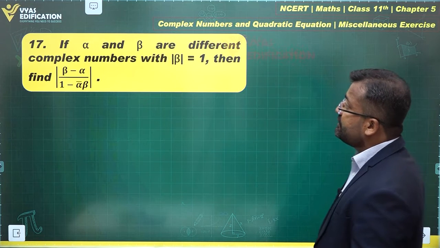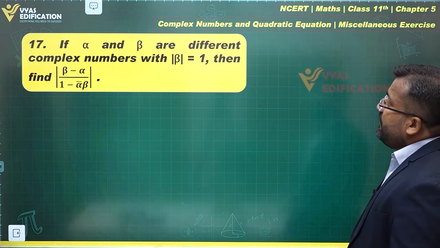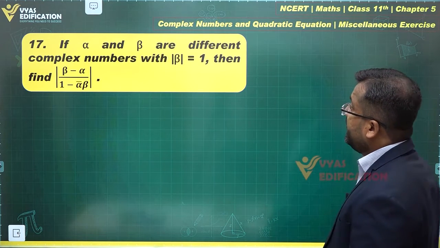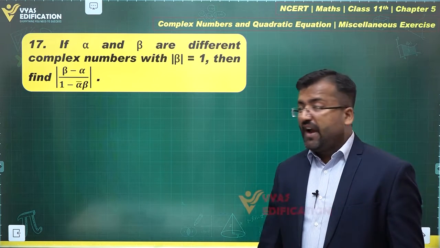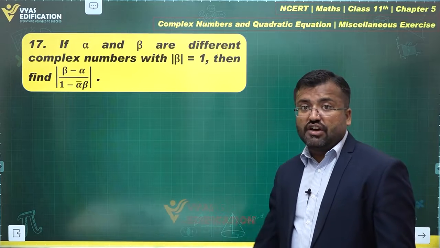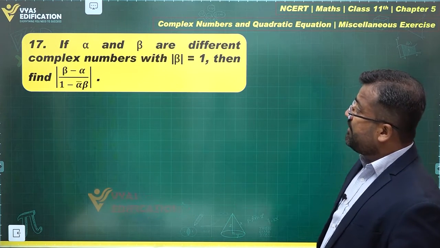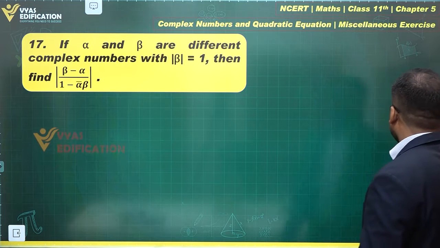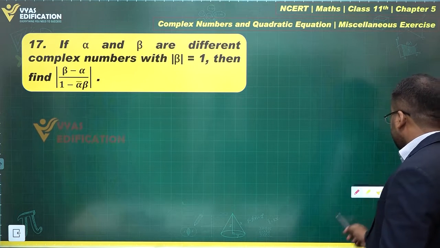Let us take a look at this. If alpha and beta are different complex numbers with modulus of beta equals 1, then find the modulus of this expression, right? The modulus of (beta minus alpha) over (1 minus alpha bar beta). Okay. Now, how do we approach this question?